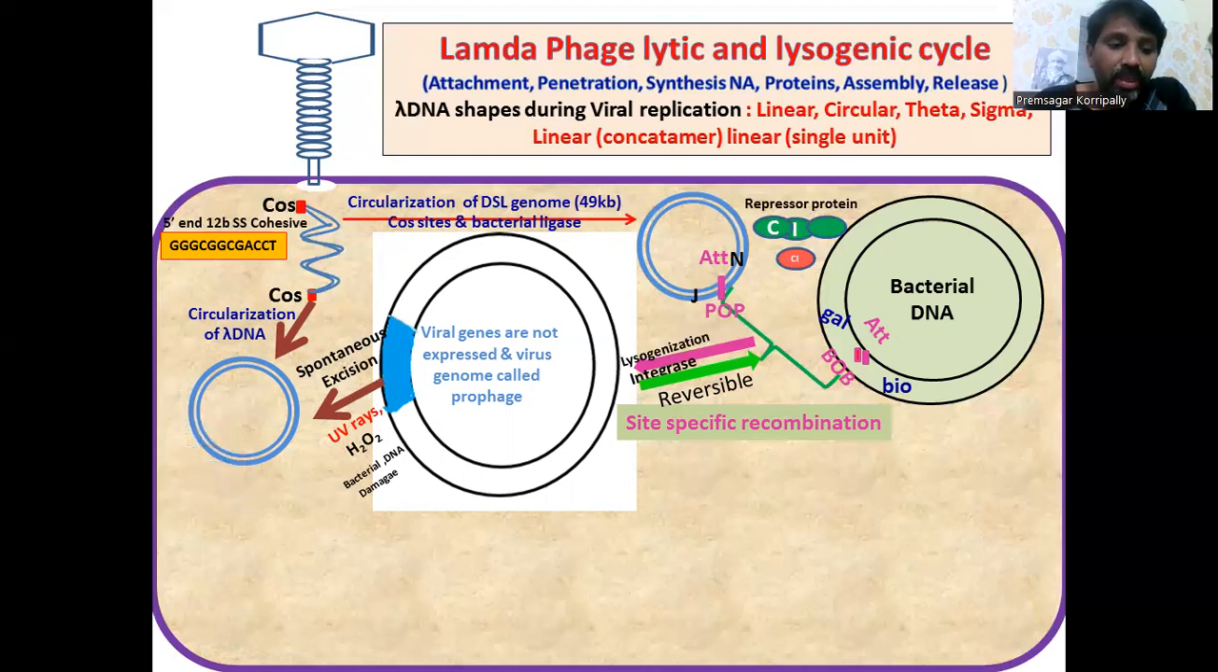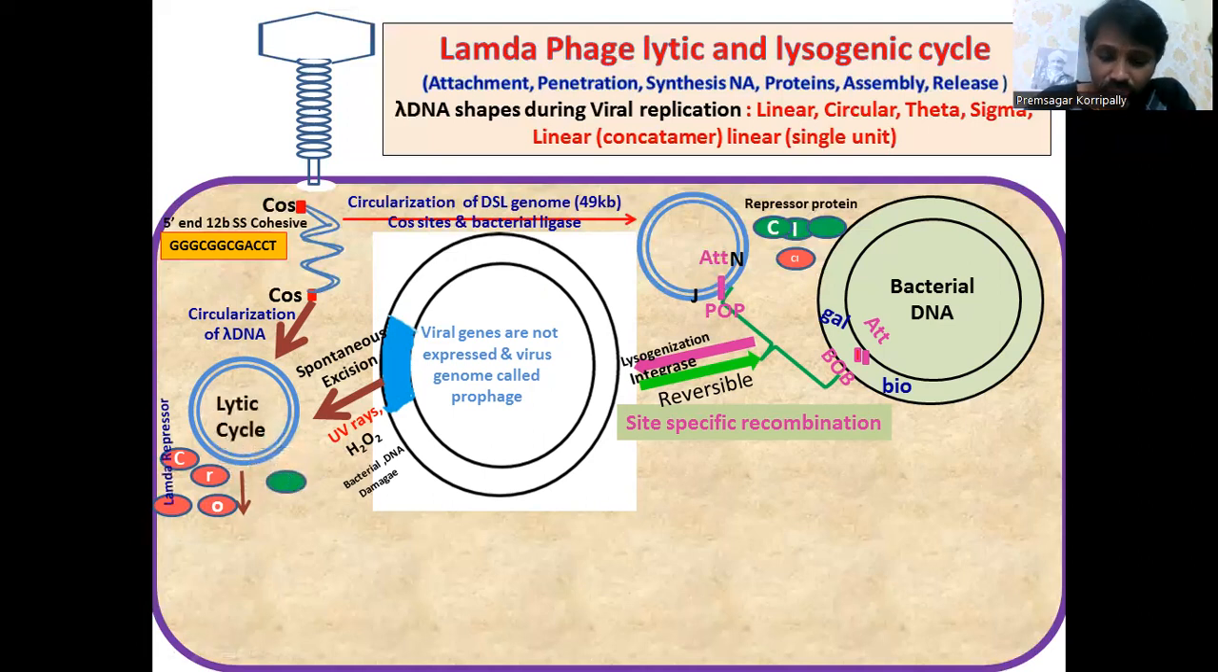Then the prophage which is released from the bacterial DNA is circularized again by using the cos sites and a ligase. Now the circularized lambda DNA undergoes the lytic cycle, where Cro protein is more and the CI protein is less.